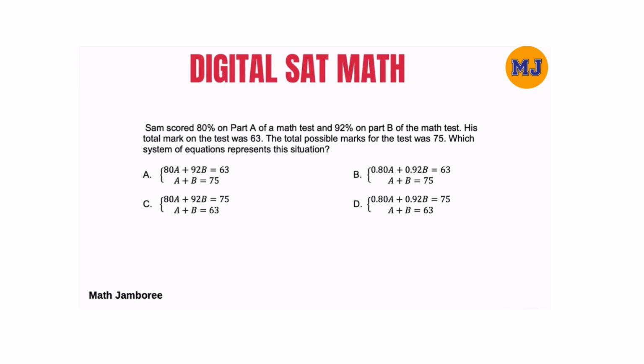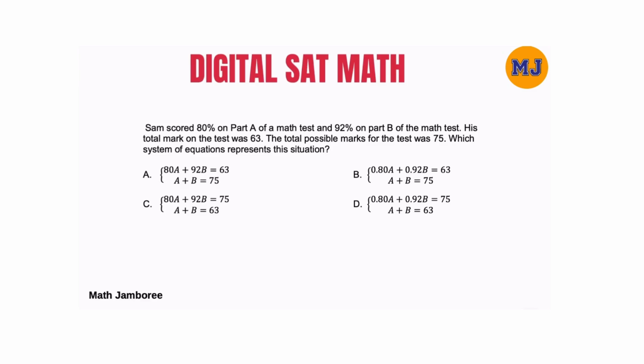Here is the problem. Sam scored 80% on part A of a math test and 90% on part B of the math test. His total mark on the test was 63. The total possible marks for the test was 75. Which systems of equations represents this situation?